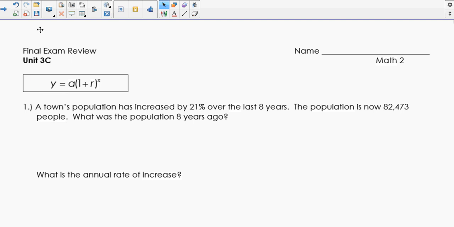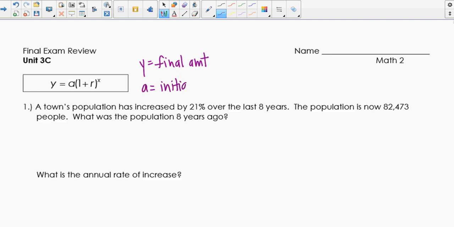Alright, so this is a quick synopsis of Unit 3C where we did the interest problems and systems. So if you remember this formula at the top, Y is your final amount. So whatever that means, money, it could mean people, whatever the case may be, your final amount. A is your initial amount, so wherever you start.